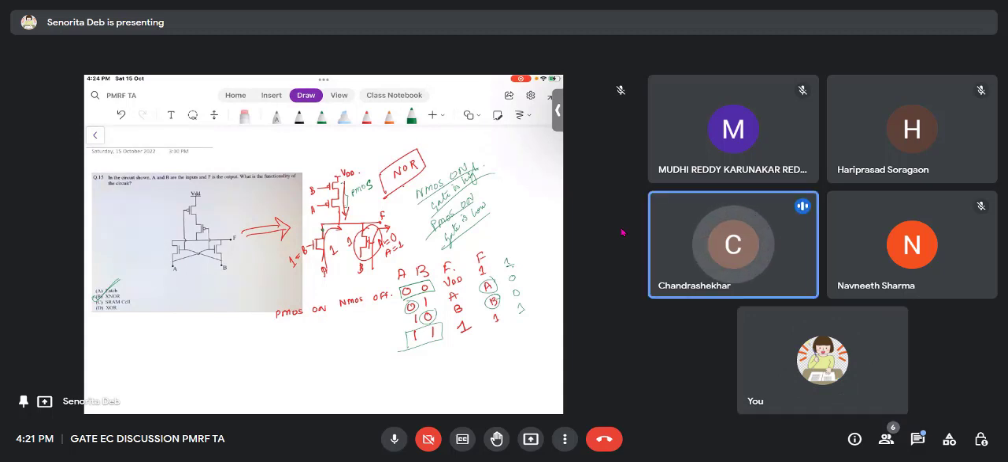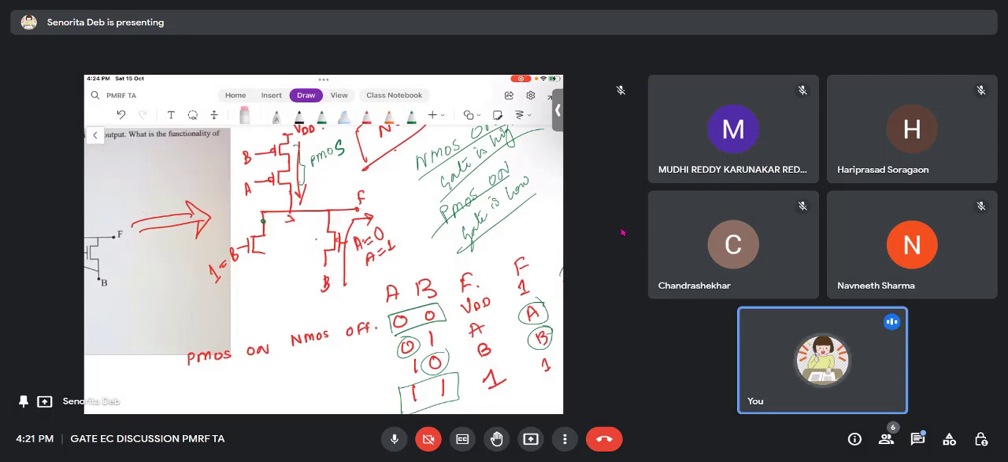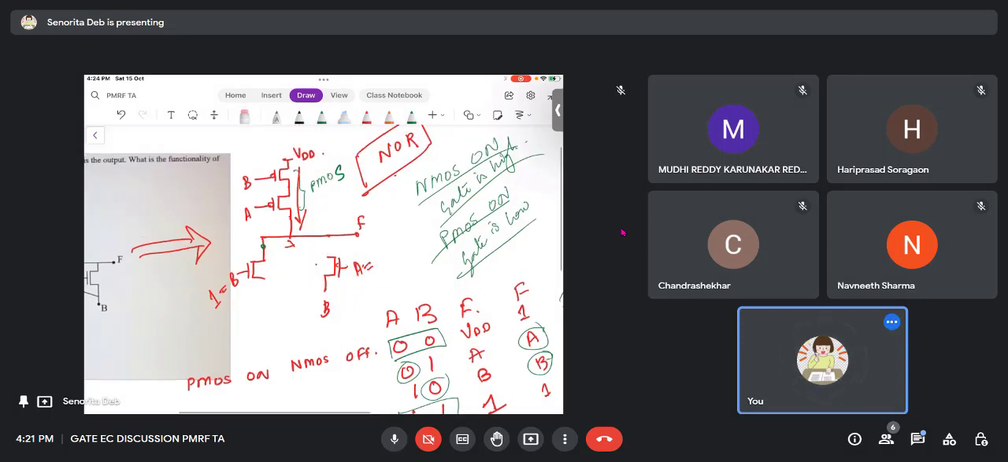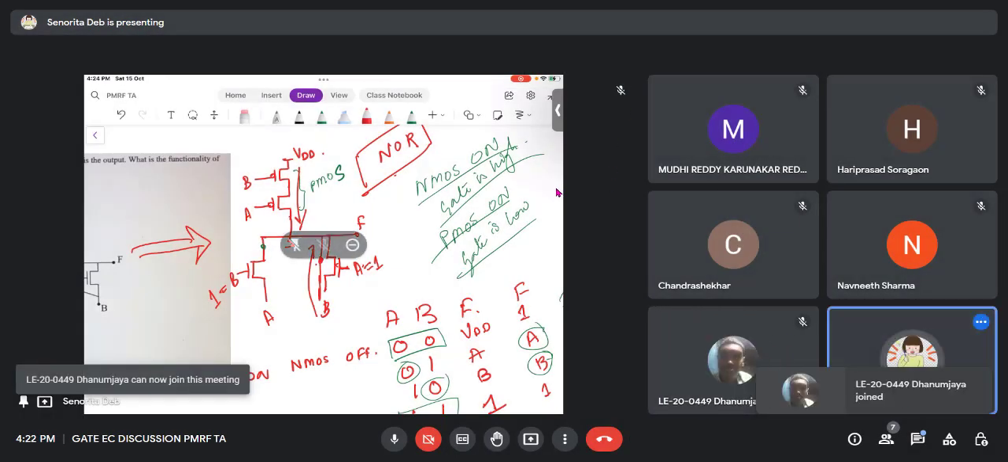Ma'am, last point 1-1. So okay, when A is 1, B is 1, what will happen? When A is 1 and B is 1, the upper two MOSFETs are off, right? PMOS is off. So A is 1, B is 1 means these two NMOSes are on. These are pass transistors, so these are like short circuit. So B will be transferred, and then A will also be transferred, right? So one is transferring, that's it. Okay, ma'am. Okay.